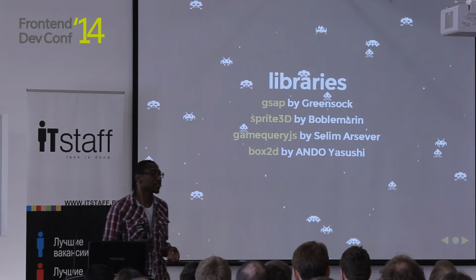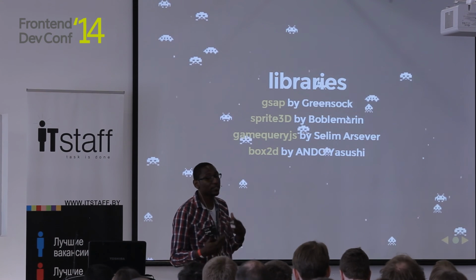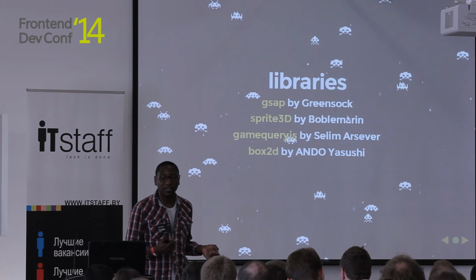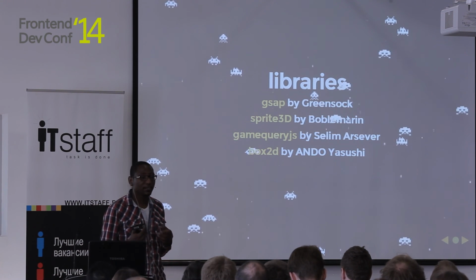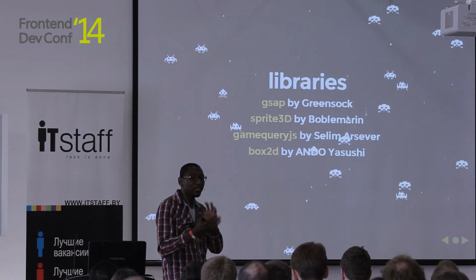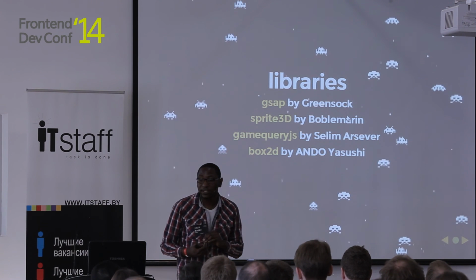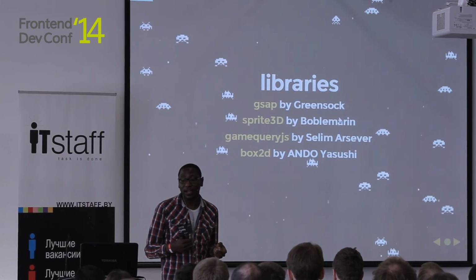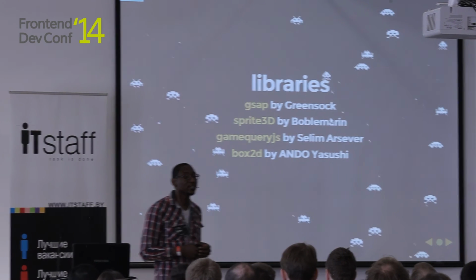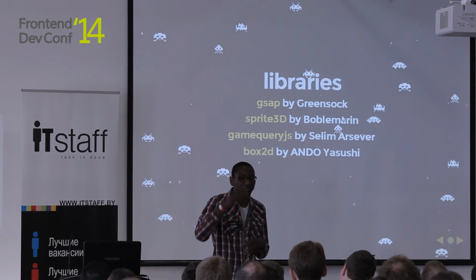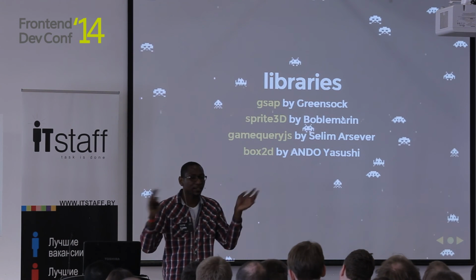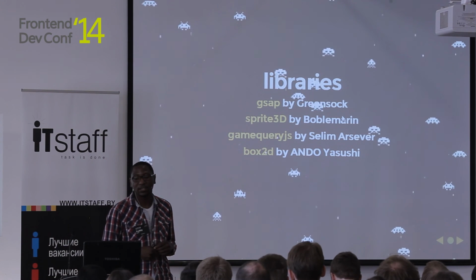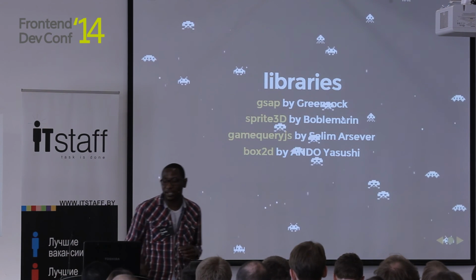GSAP is really cool because it allows you to animate any property in CSS that can be updated with numbers. Sprite 3D by Bob Lamarin is a library to make 3D animations with CSS. Really nice library. GameQuery if you want to make games with DOM elements. And Box2D if you want to manage physics, real physics this time, not just bouncy things, but collision detection and everything. I think it's the best library you can find for collision detection with games.